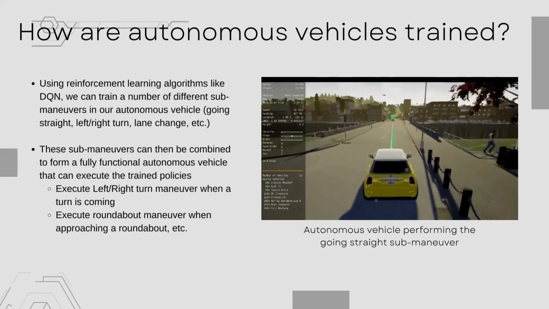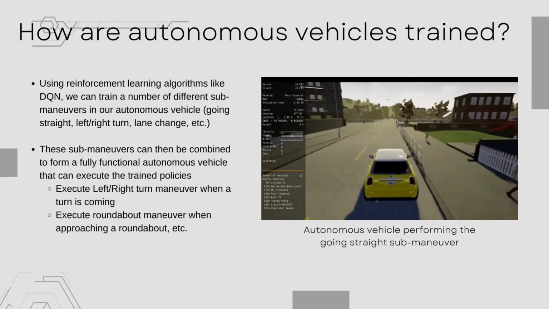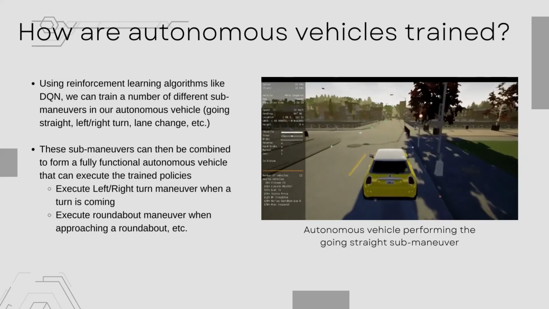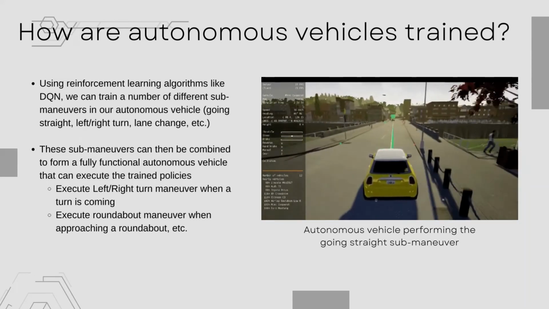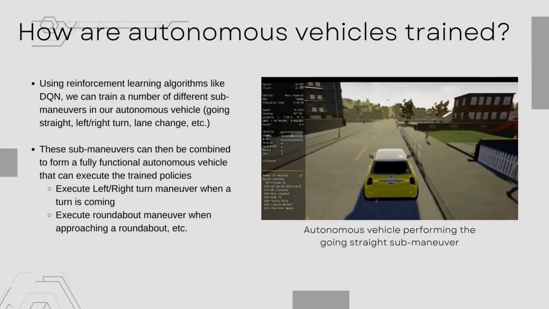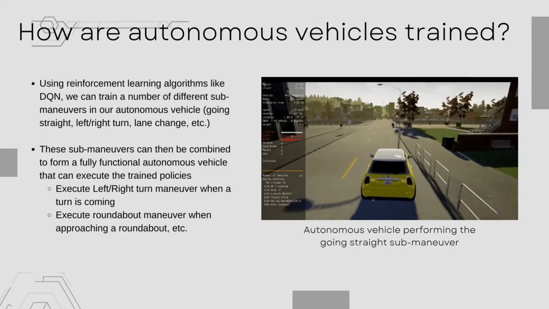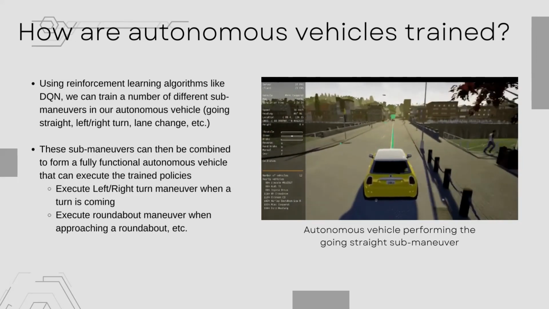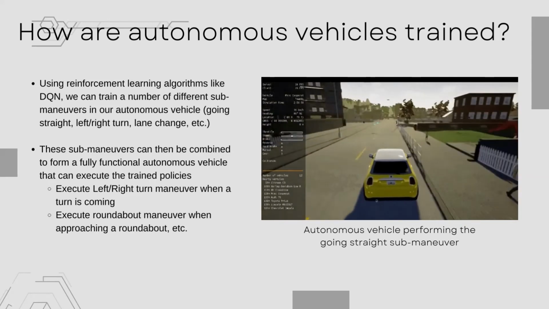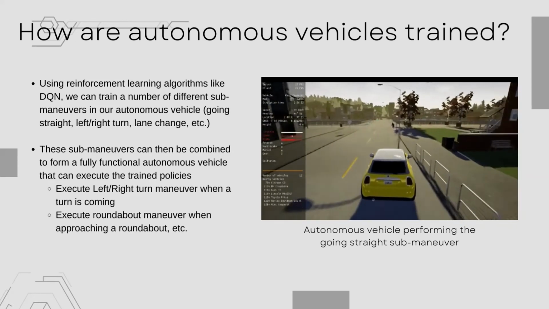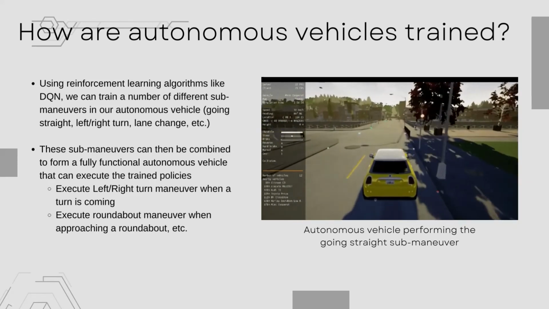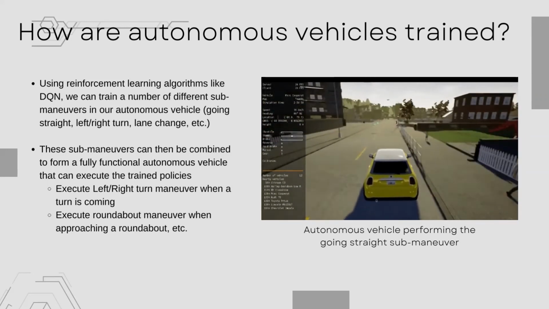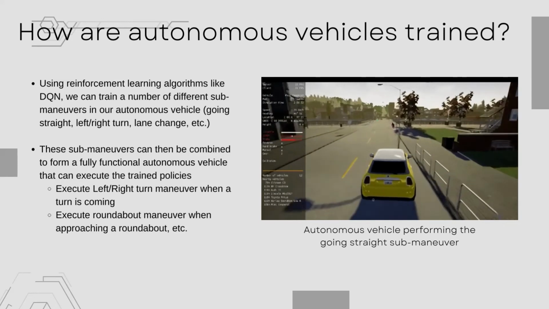We can train a model to execute simple maneuvers like going straight, turning left, turning right, or exiting a roundabout. These sub-policies can then be combined to form a fully functioning self-driving car, which can execute the trained maneuvers. So, when a car approaches a right turn, it knows that it has to execute the trained right turn subroutine, or when it's on a straight road, it has to execute the straight policy, and so on.